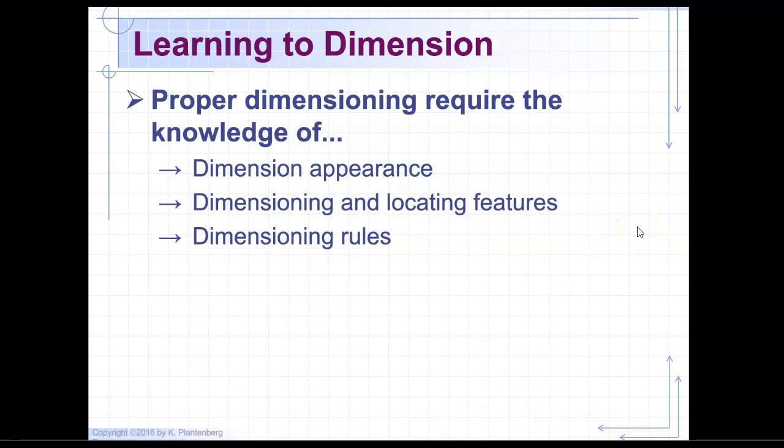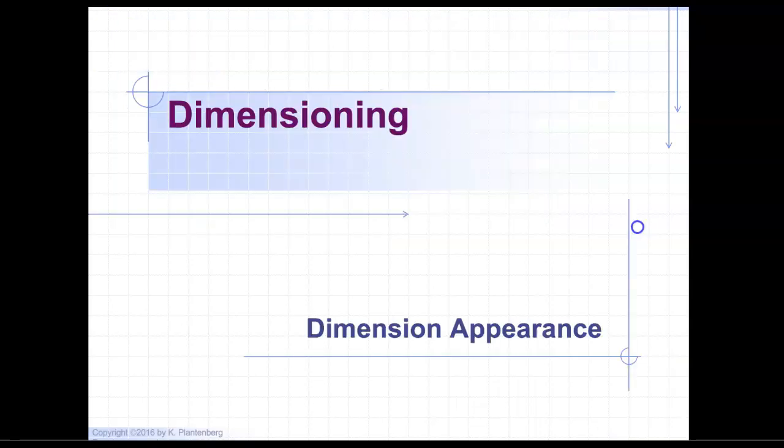So as far as making sure that you do proper dimensioning, there are rules here that have to be followed. That's what this chapter is going to be all about, helping you to know and understand what some of the rules are, and that you're following the rules when you actually go to do these prints. So you do need to know about the appearance of a dimension, how to use dimensions in locating features, and then the additional rules that apply to our dimensioning techniques.